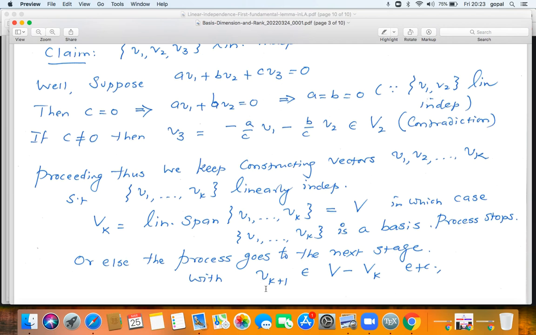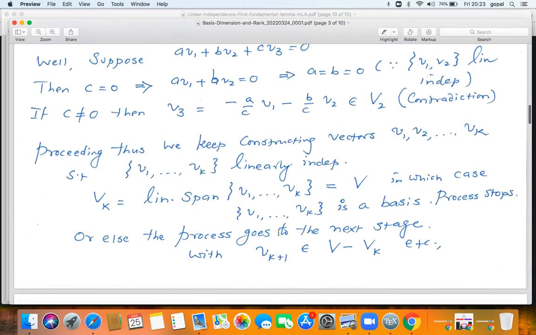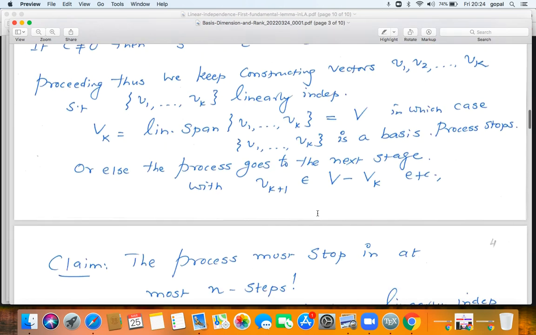We pick a Vk plus 1, which is in V minus Vk, and we keep producing. Then we throw this Vk plus 1 in the bag, and we get k plus 1 linearly independent vectors. And the question is, can this process keep on continuing forever and forever? It can't. The process must terminate, and it should give you a basis. Why should the process terminate?